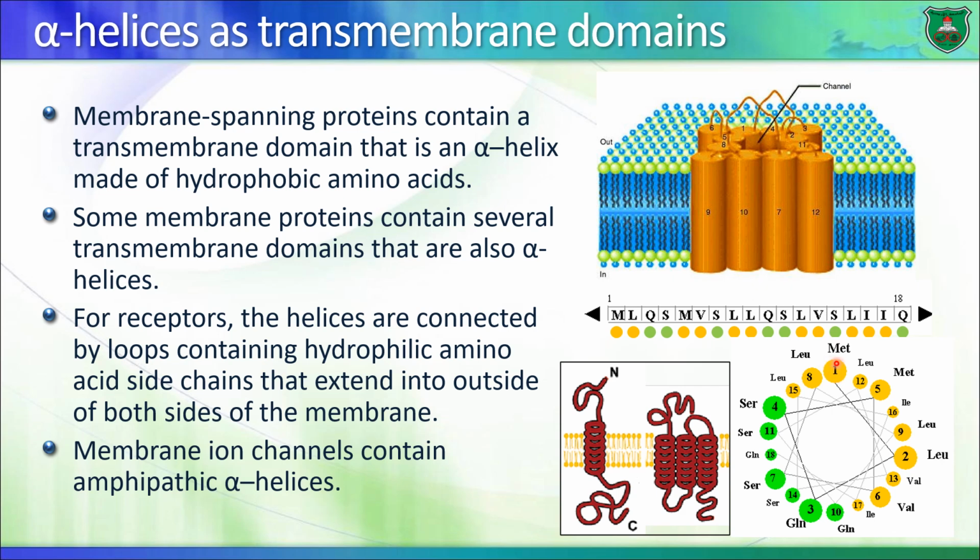And if you look at the other side of the alpha helix, you can see that it is composed of mainly hydrophobic and non-polar amino acids, and this is the part that faces the fatty acids or the plasma membrane. So these are known as amphipathic alpha helices.